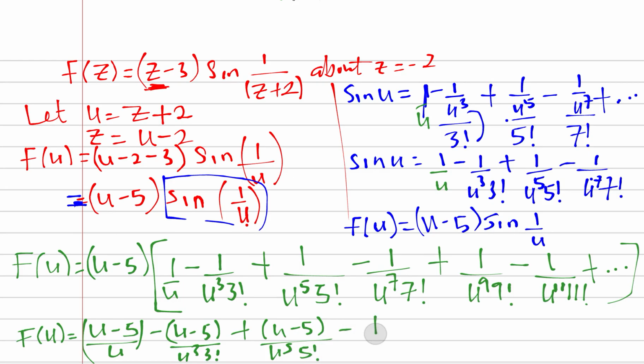Minus 1 over u raised to power 7, I'm sorry, 1 multiplied by u minus 5. So this is u minus 5 over u raised to power 7 factorial, plus dot dot dot. So we are just going to apply our formula there and we'll be done.